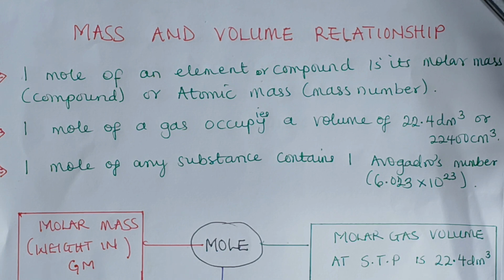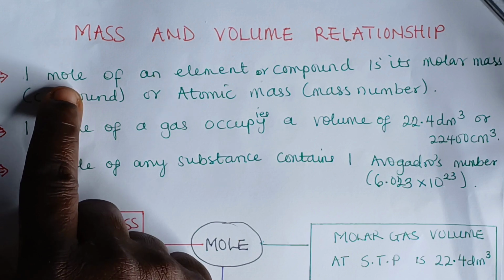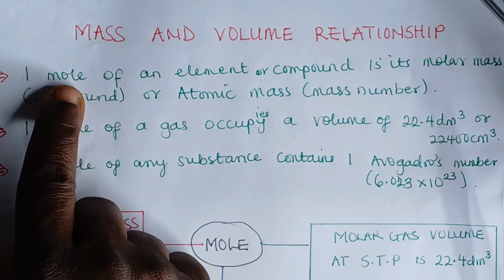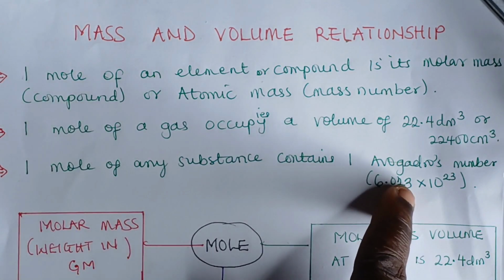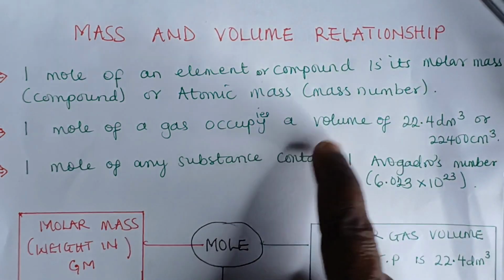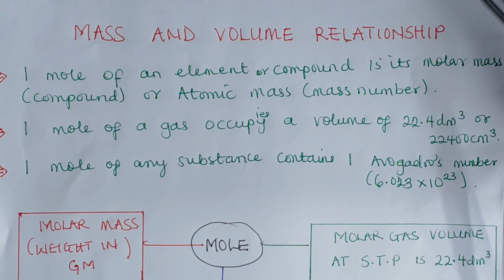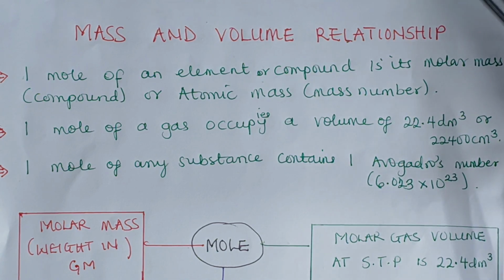Then also 1 mole of any substance contains 1 Avogadro's number, which is 6.023 multiplied by 10 raised to the power 23. But all we are after is to be able to compare or work with mole and Avogadro's number, mole and mass, mole and volume, or even mass and volume. Any of these can be used in your calculation.